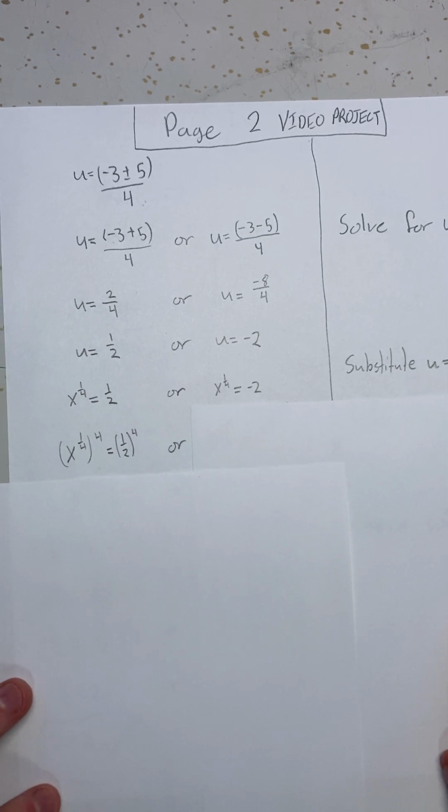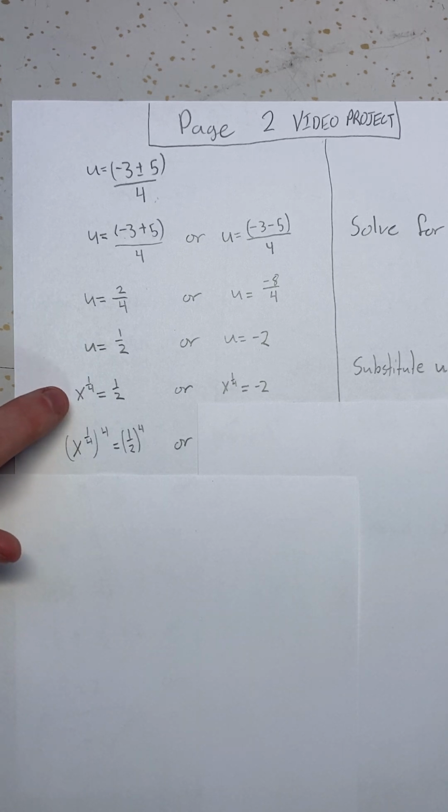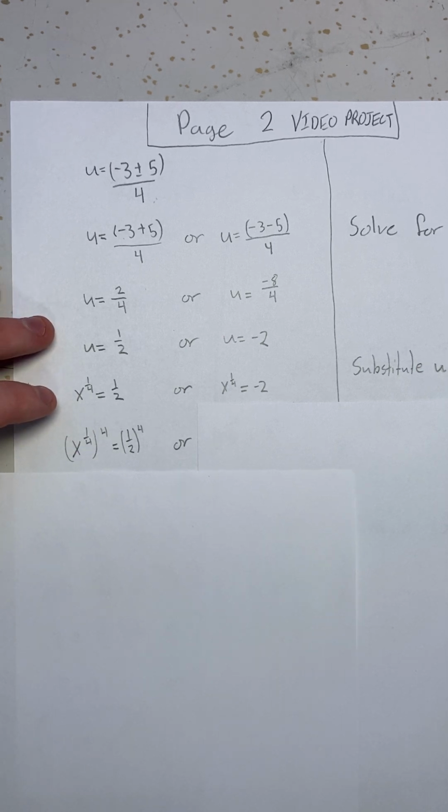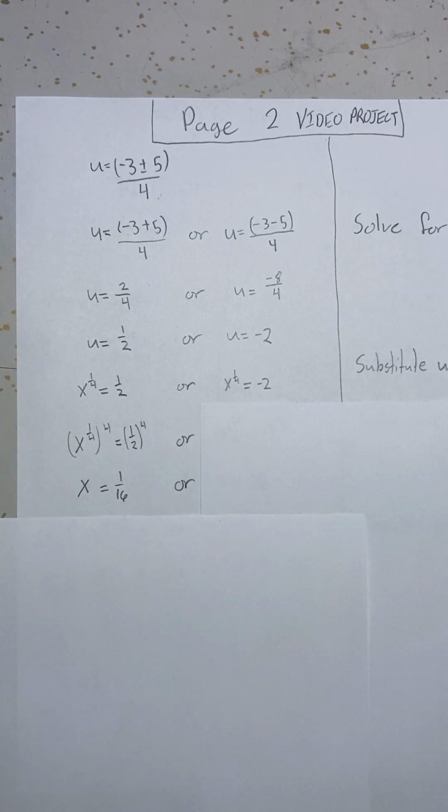We substituted u for x to the 1/4, but now we need to get rid of that exponent. So I put both sides to the exponent of 4, and when we multiply 1/4 times 4, it just equals 1. Then we do the same to the other side as well. So that works down to x equals 1/16, because 1/2 to a power of 4 equals 1/16.